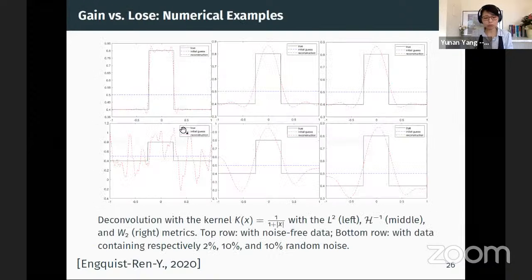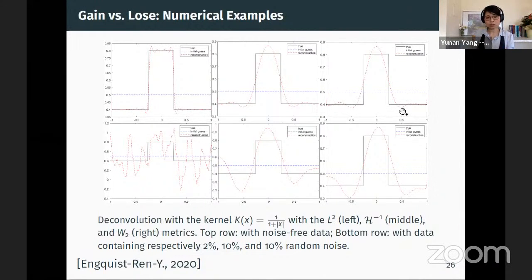So finally, I want to do this numerical comparison to repeat what we gain and what we lose. This is a very simple example of kernel deconvolution. The first row represents the case that my data is totally noise-free. And the first column is L2, the middle column is H^-1, the last one is W2. In the noise-free case, one can see the L2 really reconstructs more details than H^-1 and W2. L2 can match all those corners reasonably well, while H^-1 and W2 just ignore them and have a very beautifully smooth curve. So that's what we lose. We do lose resolution. We won't see those details.